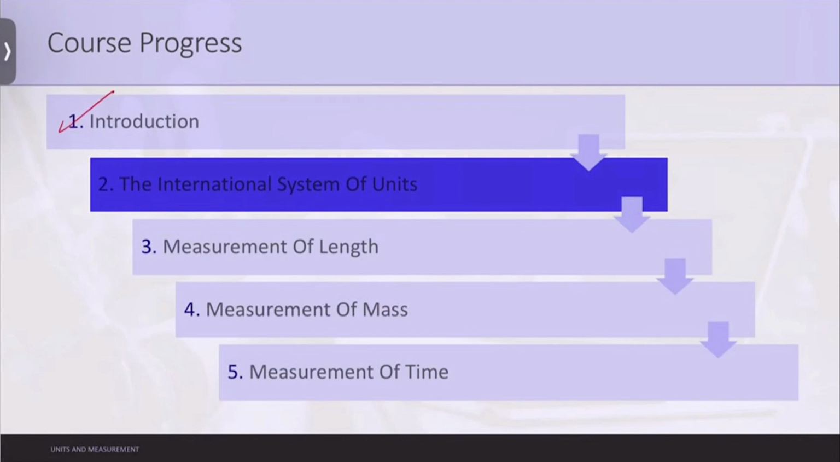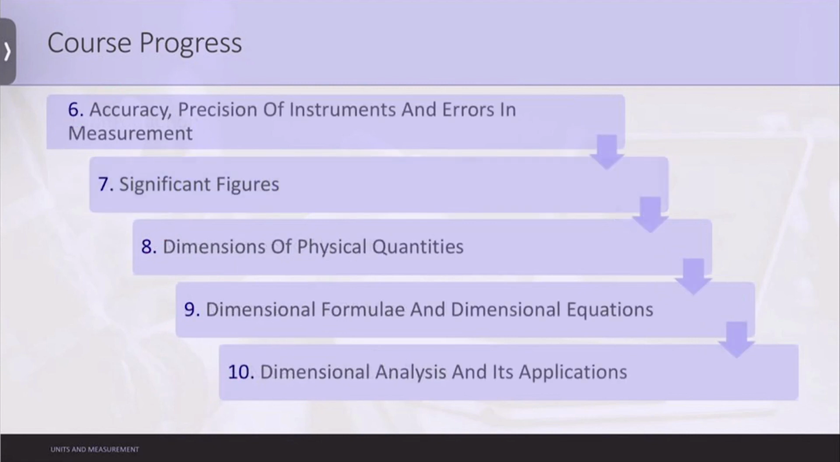We started with the introduction. We went to the international system of units, then measurement of length, measurement of mass, measurement of time, then accuracy, precision of measurement, and error in instruments. We also understood combination of errors. In this lecture, we are right now on significant figures. I think the last topic of rounding off digits is left. Then we'll go on with some simple examples regarding significant figures, and then we can move on to the next concept, that is dimensions of physical quantities, dimensional formula and dimensional equations, and finally dimensional analysis and its application. And that will be the end of your units and measurements.